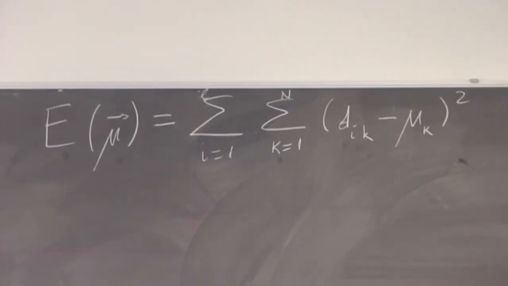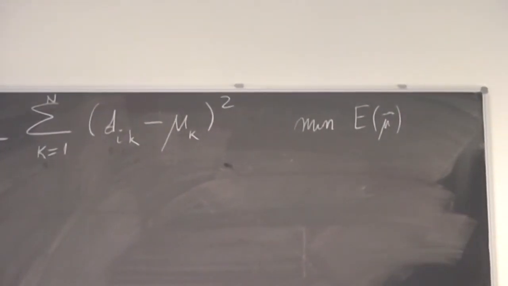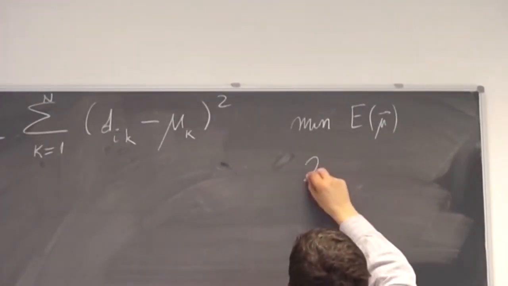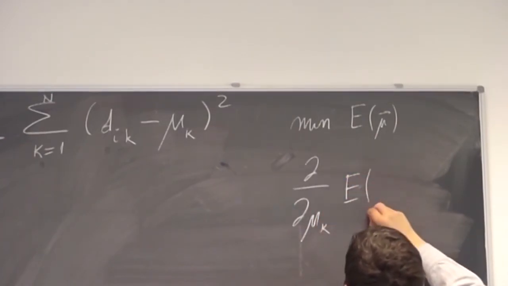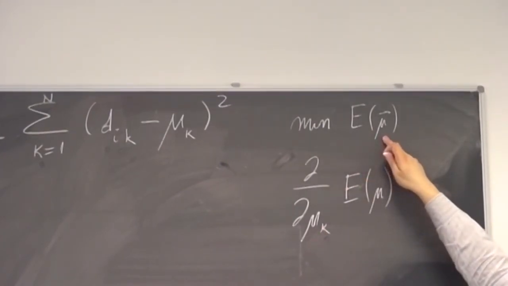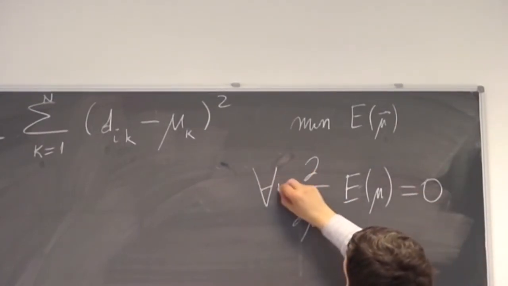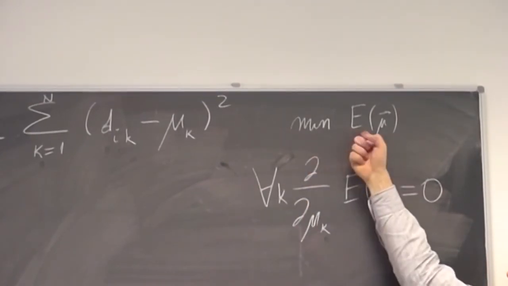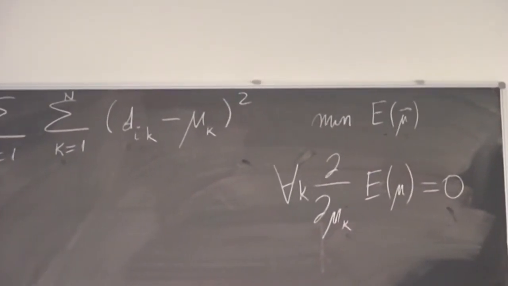So if I want to minimize this E of mu, I know that mu is a vector. I just need to take all the derivatives with respect to the vector components and set them to 0, for all index k. Okay, if I want to minimize this, I have to find the stationary points of my function.